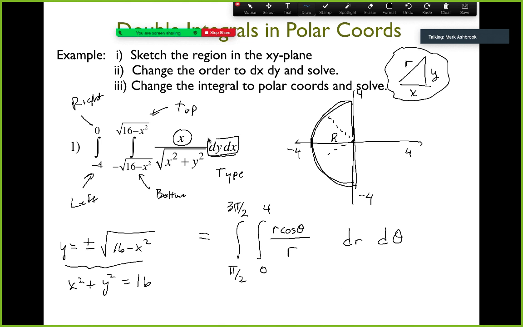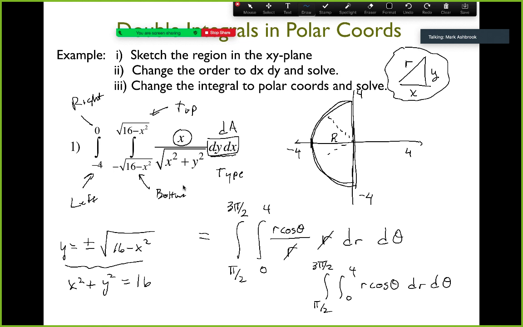Here's my dA. When I change dA, I have to have another r. dA is r dr d theta. So when I change from dy dx into polar, that is r dr d theta. So I have x over r times r dr d theta, and the r's simplify because I have an r in the denominator. I'm left with the integral from 0 to 4, pi over 2 to 3 pi over 2, of r cosine theta dr d theta.